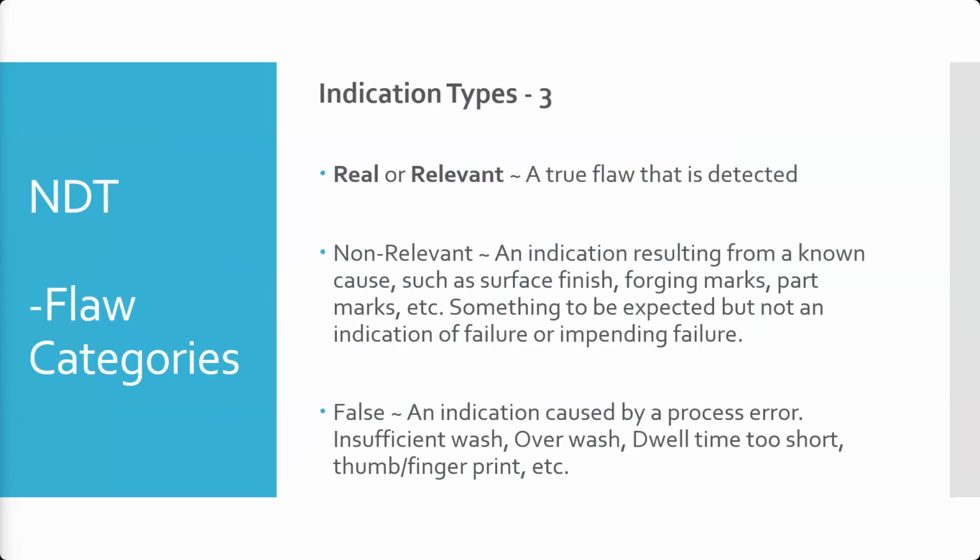But when we're doing NDT, we can get three different types of indication. The ones we're looking for, the ones that are critical, are known as real or relevant indications. And this is that crack. This is the corrosion. This is the wear. This is what we're looking for. Now, just because we find a relevant or a real flaw does not mean the part's not serviceable. There are often cases where parts don't have to be in perfect condition and still be considered serviceable.